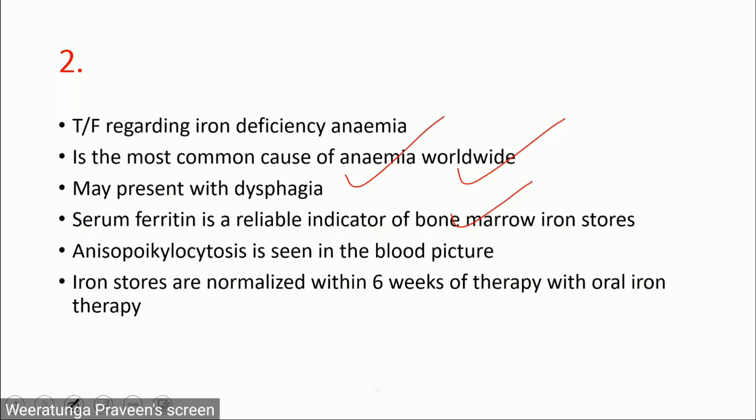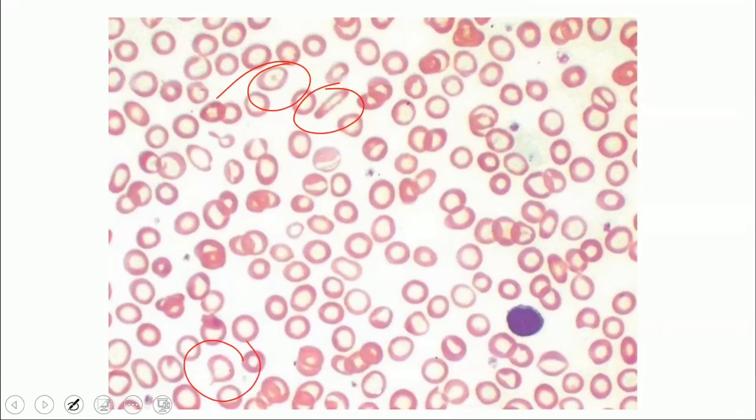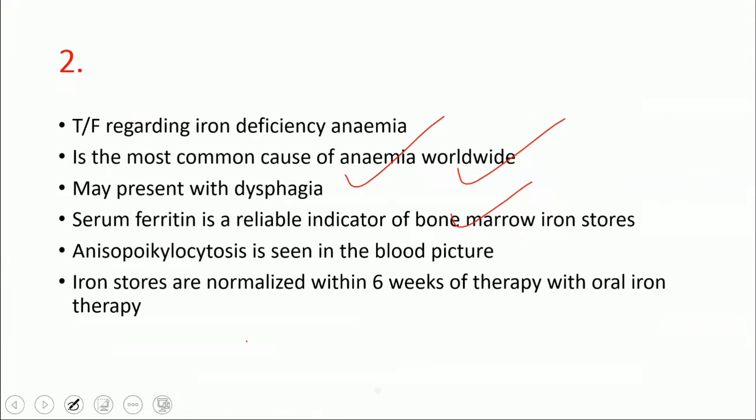If you take the blood picture for iron deficiency anemia, you will see red cells of different sizes and shapes: pencil-shaped cells, target cells, teardrop cells, and the microcytic hypochromic cells. The technical or hematological term for this is anisopoikilocytosis. That means red cells of different sizes and shapes.